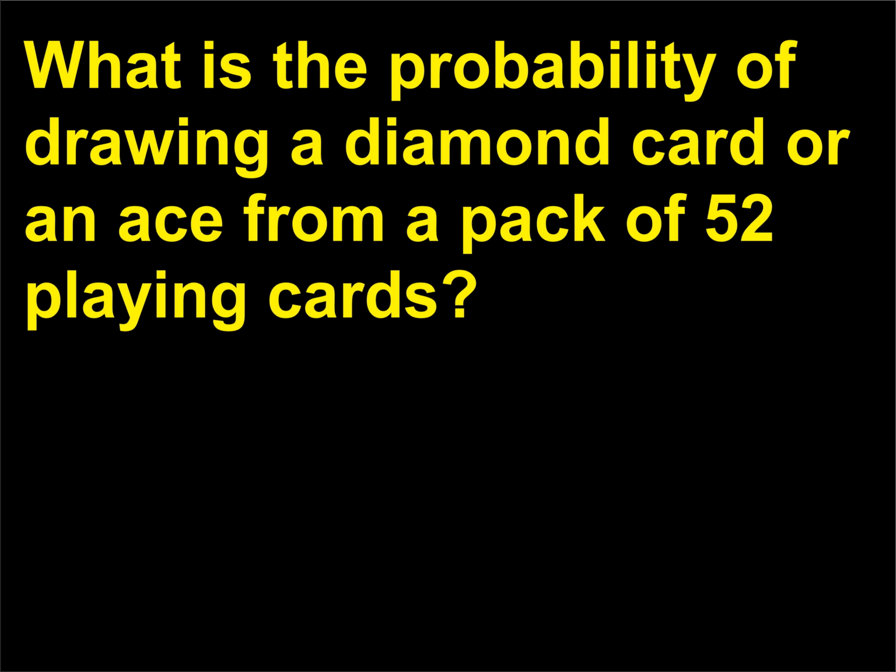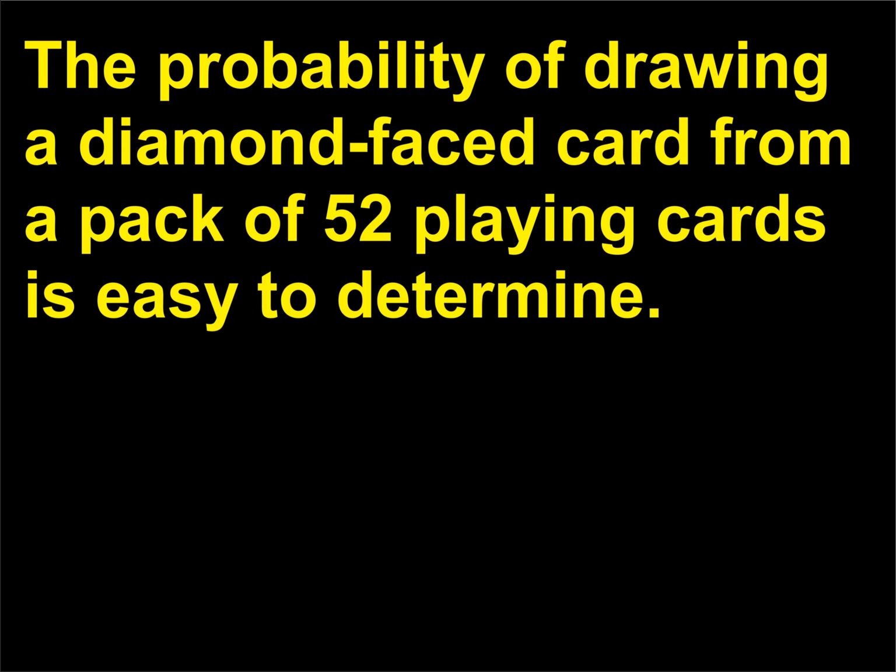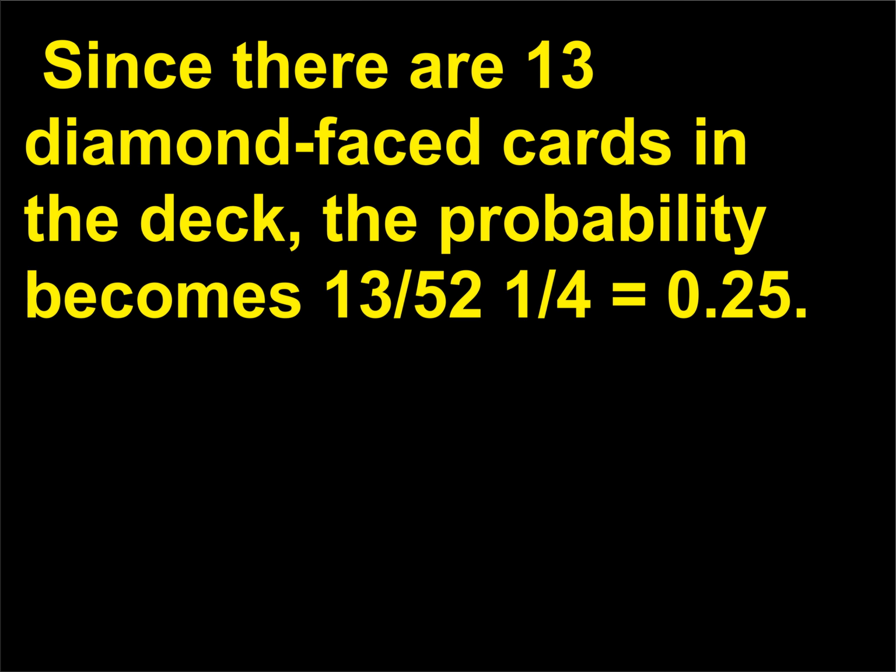What is the probability of drawing a diamond card or an ace from a pack of 52 playing cards? The probability of drawing a diamond-faced card from a pack of 52 playing cards is easy to determine. Since there are 13 diamond-faced cards in the deck, the probability becomes 13/52 = 1/4 = 0.25.